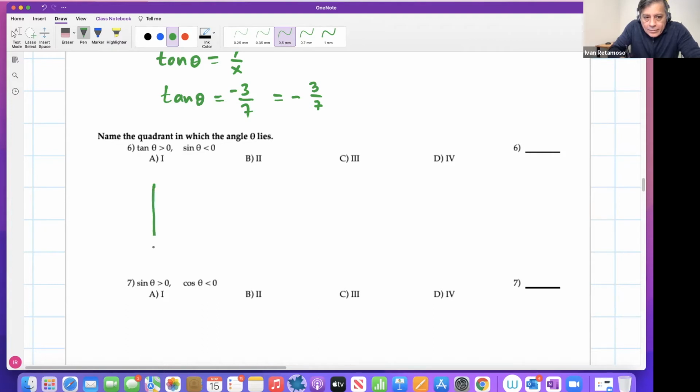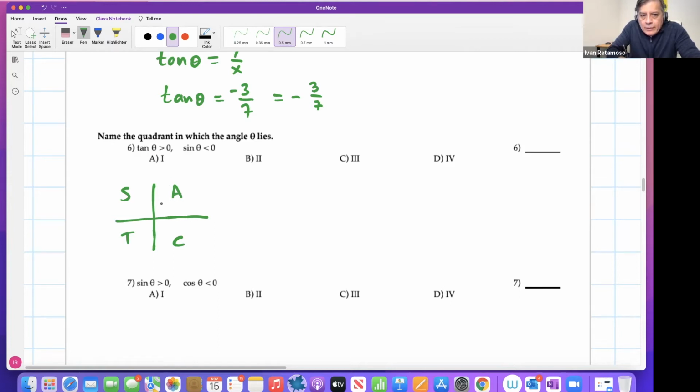Okay, so XY coordinate system, all students take calculus. Here, all trigonometric functions are positive. Here, sine and its reciprocal cosecant are positive. Here, tangent and cotangent are positive. Here, cosine and secant are positive.